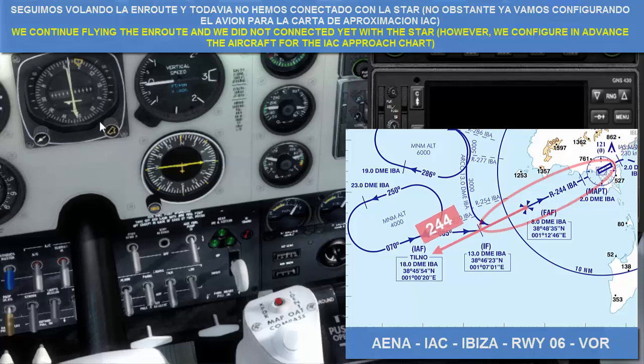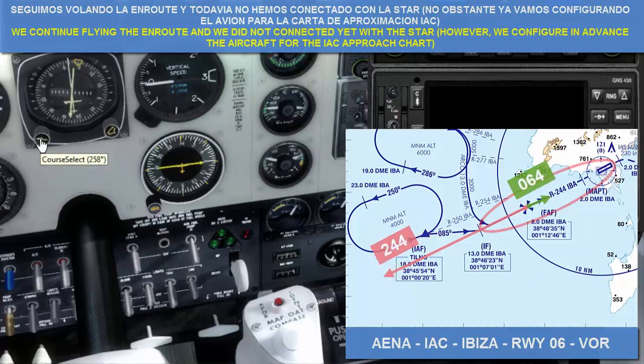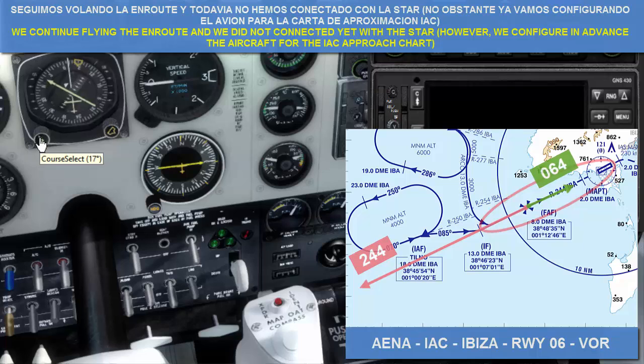Okay, so if you follow that radial, you will depart from the VOR, and this is a very common error, because you are not going to Chicago, you are going to Ibiza, okay? You are not going to Los Angeles, and if you follow the 244 radial, probably you will go to Los Angeles. So no, you need to follow the opposite radial, and that is the 064.